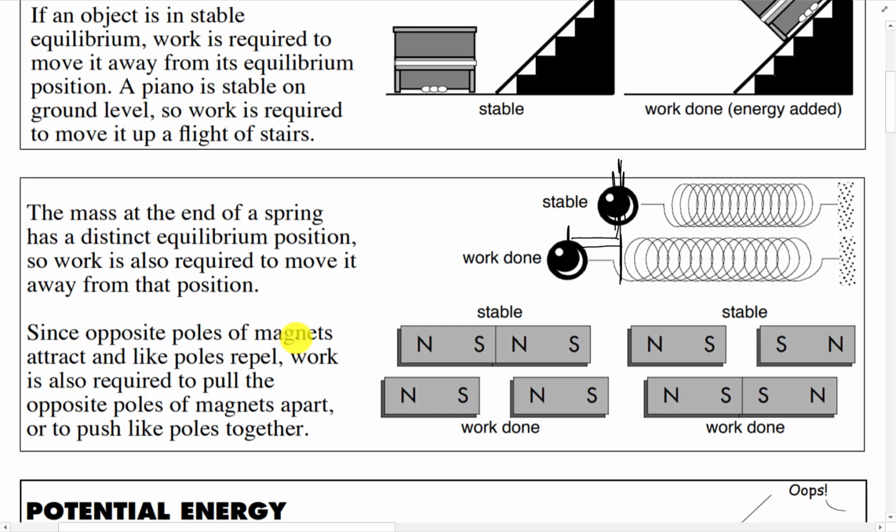Since opposite poles of magnets attract and like poles repel, work is also required to pull the opposite poles of magnets apart. So if this is stable right here because they're attracted, it would require work to pull it away. Boom. And here they're repelling and they're stable, but to push them together would require work. So to put them together, work would be done.